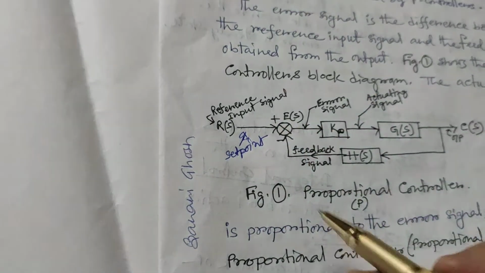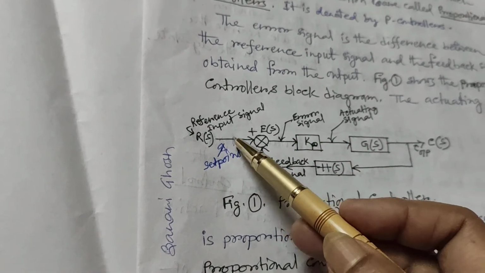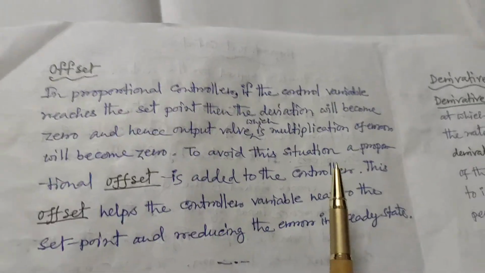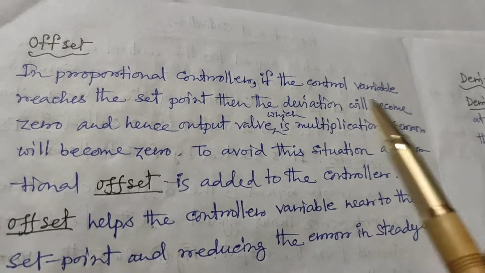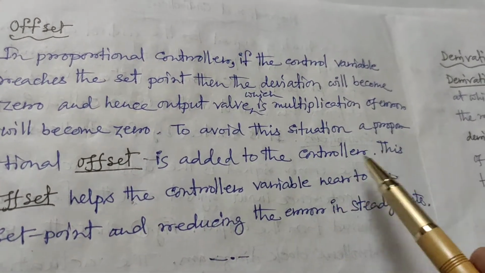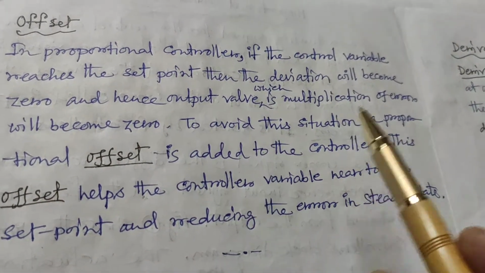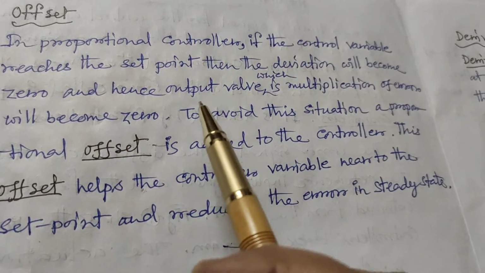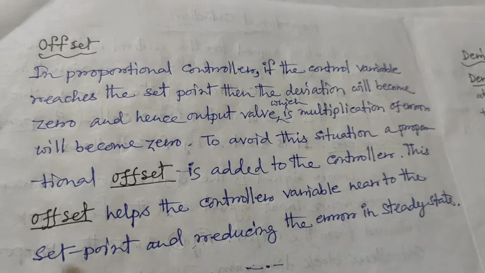If the control variable reaches the set point, the deviation will be 0 and the output also becomes 0, and this is a peculiar situation. If deviation is 0, output should be 100%, but deviation is 0 and output also becomes 0. To avoid this situation, a proportional offset is added to the controller. This offset keeps the controlled variable near the set point, not reaching it, and reduces the error in steady state. That is called offset.